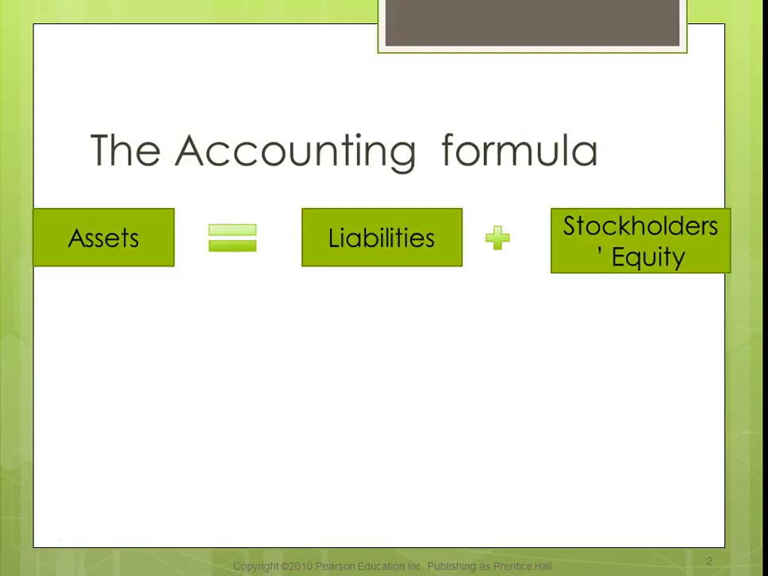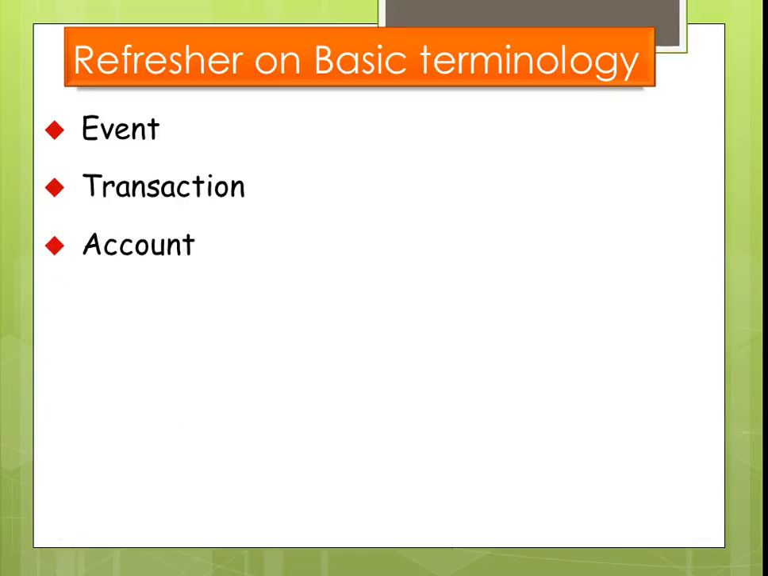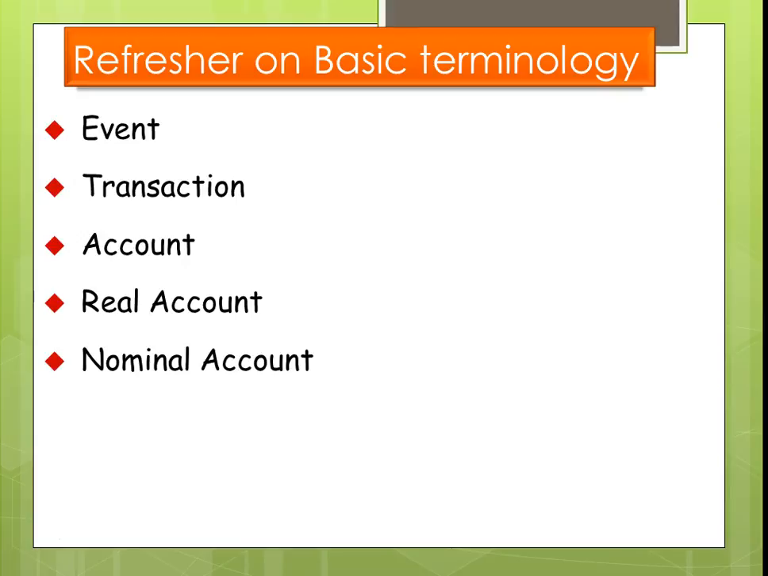Now let's look at some accounting terminology to refresh your mind. First, we have an event. This is something that happens in a company, and what we need to do is focus on those that are financial transactions. An account is where we collect all of the financial data for a specific type of transaction, like cash would be a good example. We talk about real and nominal accounts.